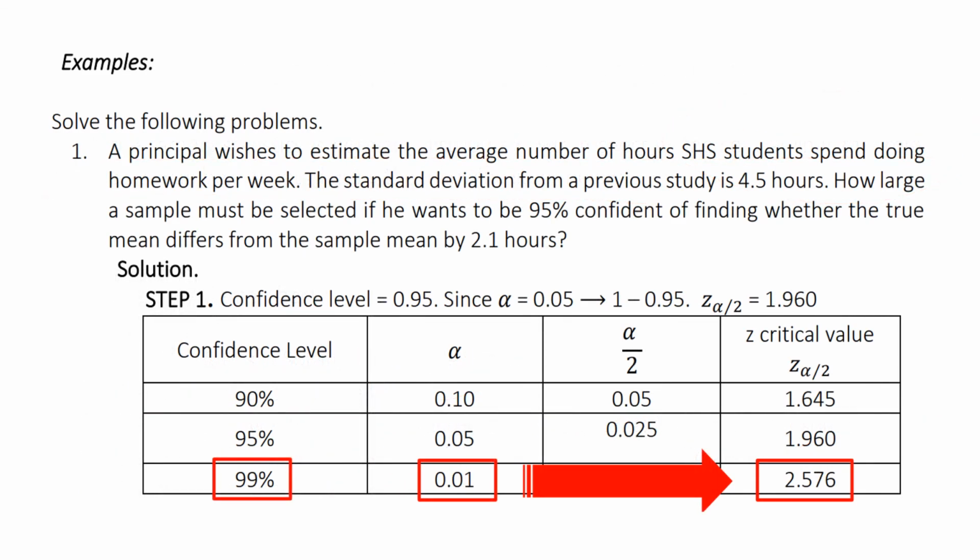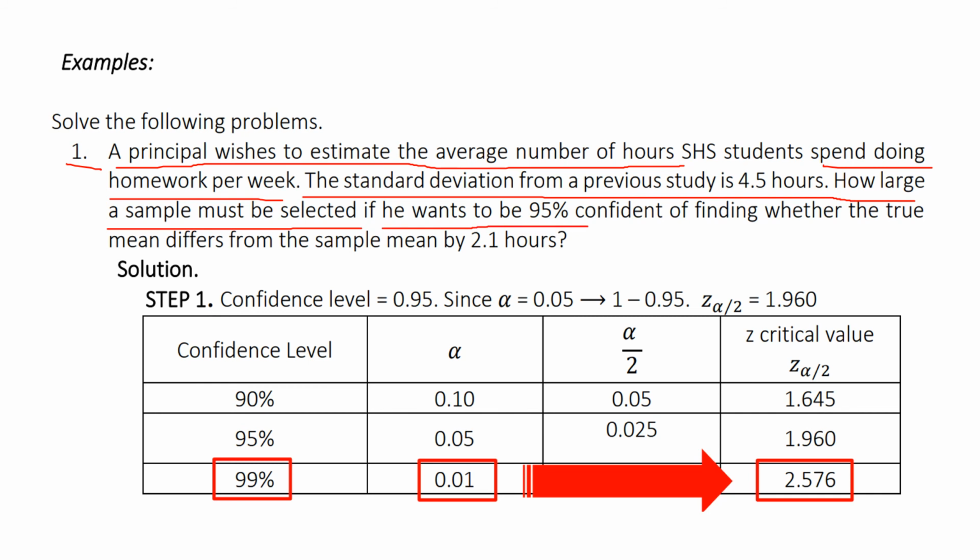For examples under this topic, for number 1: a principal wishes to estimate the average number of hours senior high school students spend doing homework per week. The standard deviation from a previous study is 4.5 hours. How large a sample must be selected? He wants to be 95% confident of finding whether the true mean differs from the sample mean by 2.1 hours.